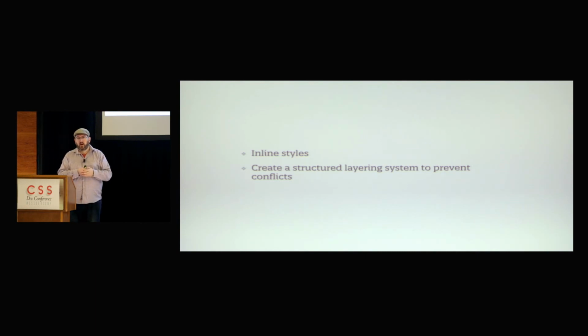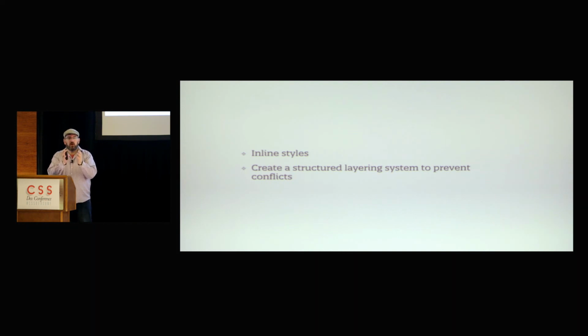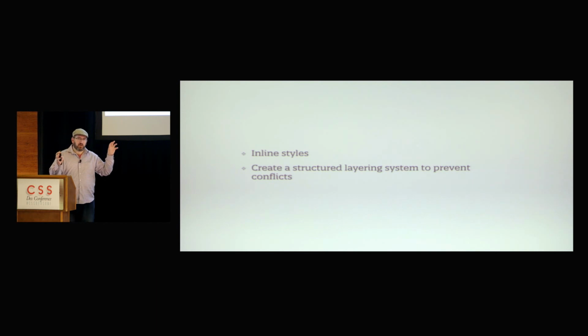SMACSS says, we're going to build a component, we're going to build a module, and we're going to keep the styles for that in one place. We're not going to take a bunch of components, build a larger complex system, and create a connection of rules between them. We're going to try to keep things independent so that we can combine things more easily.